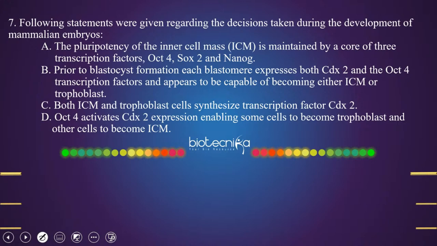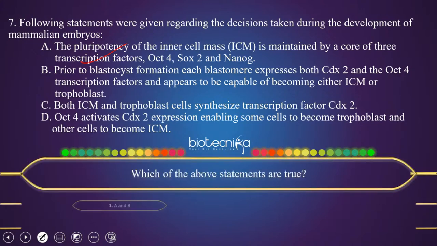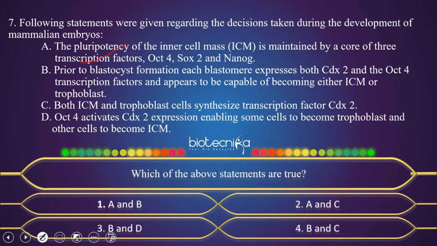Early mammalian development. The following statements were given about pluripotency and the expression of some transcription factors. Which of these statements is true? Come on, tell me. ICM, inner cell mass. As you know, in mammalian development, there is a group of cells present in the center. That cluster of cells is called the ICM, inner cell mass, which is surrounded by other cells called outer layer cells, the trophoblast. While the ICM gives rise to the proper embryo, the embryonic parts, the trophoblast gives rise to extra-embryonic membranes like the placenta.